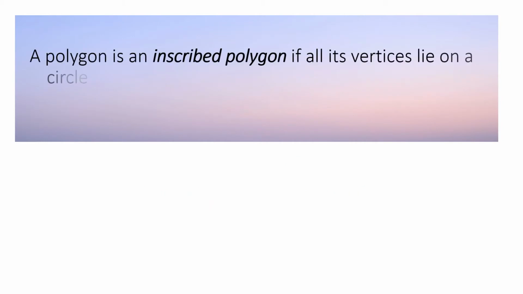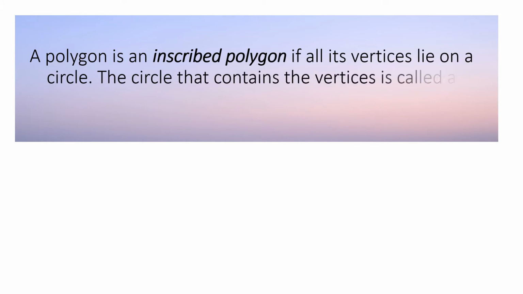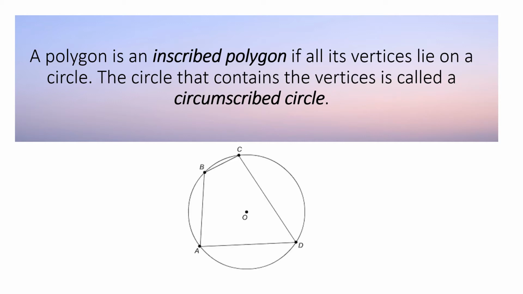A polygon is an inscribed polygon if all of its vertices lie on a circle. The circle that contains the vertices is called a circumscribed circle. Quadrilateral ABCD is an inscribed quadrilateral. Circle O is a circumscribed circle.